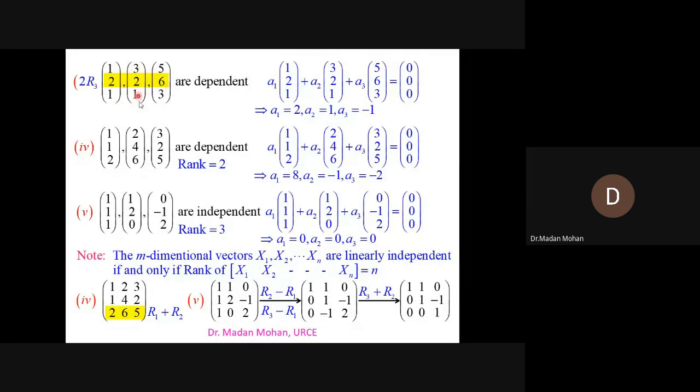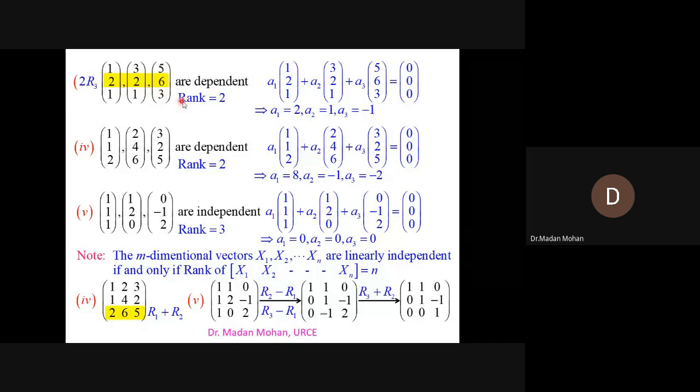You can think of it as a matrix containing these 3 columns. Dependent, delete. Now in the remaining, use the rank definition directly. You have a second order non-vanishing minor, AD minus BC: 1 into 1 minus 1 into 3, 1 minus 3, not equal to 0. So after deleting it, you have a second order non-vanishing minor, which means its rank is 2. But the number of vectors given to you is 3. So dependent. You have only 2 independent vectors among these 3.